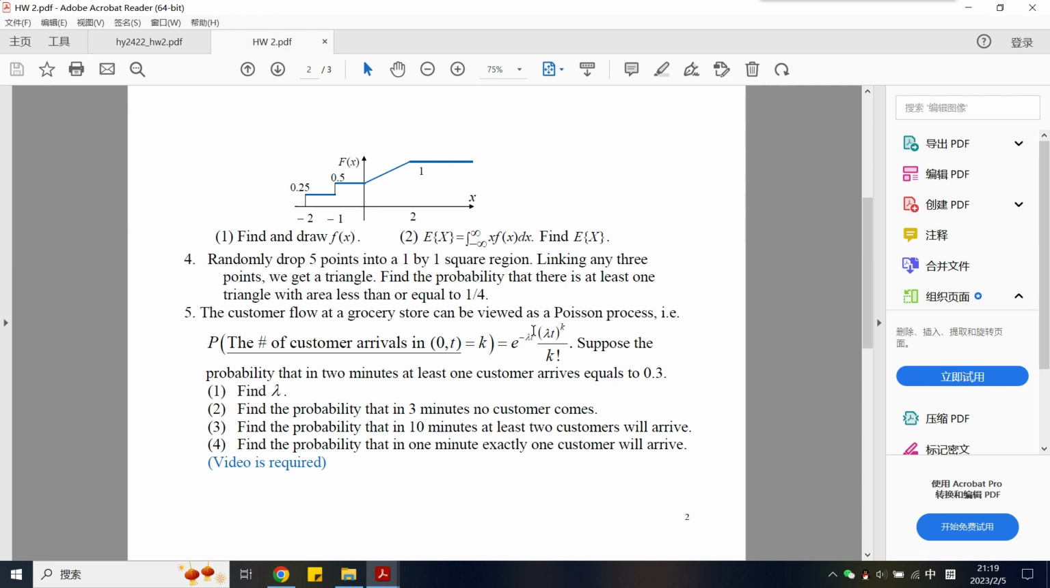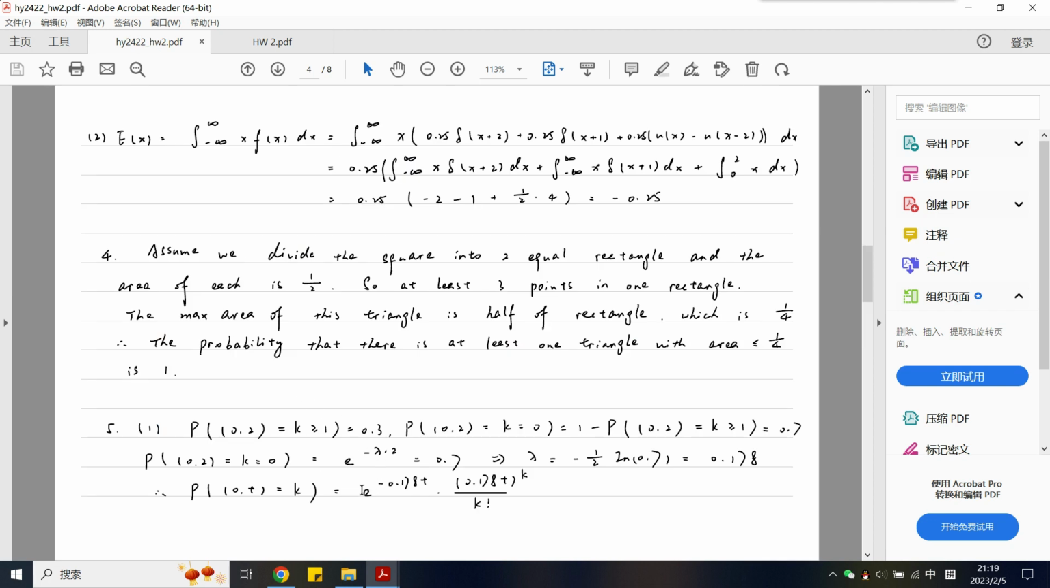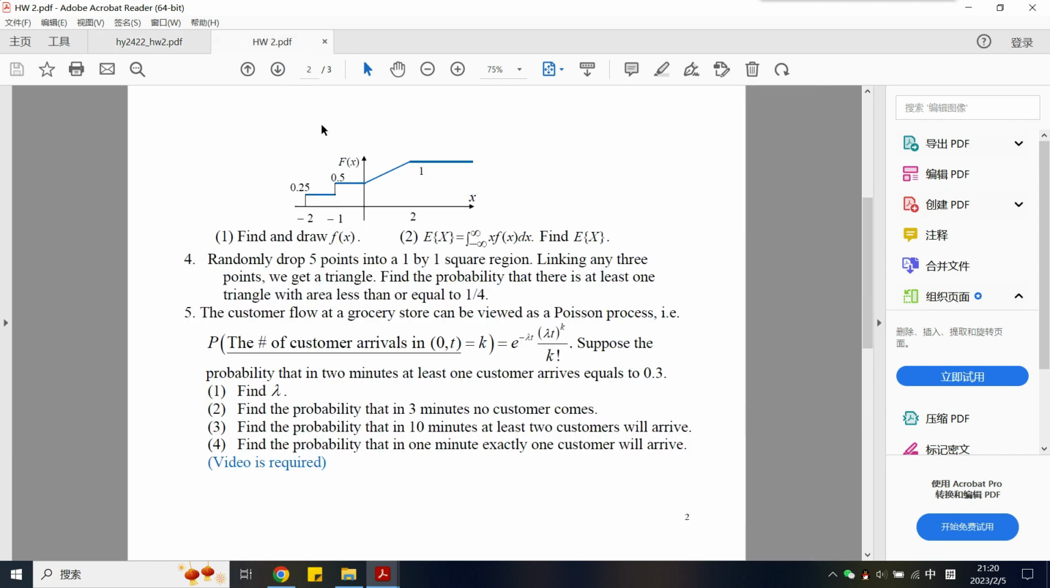So after we get the lambda, we can update our formula. We can take lambda to be 0.178, and then the new formula will be this.